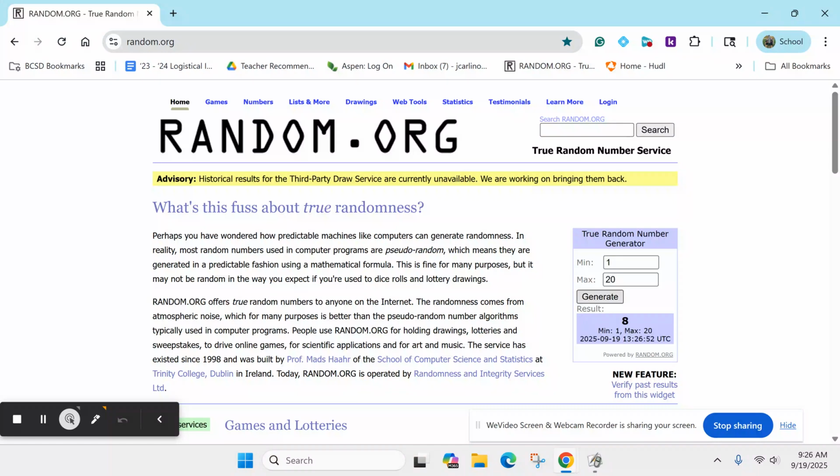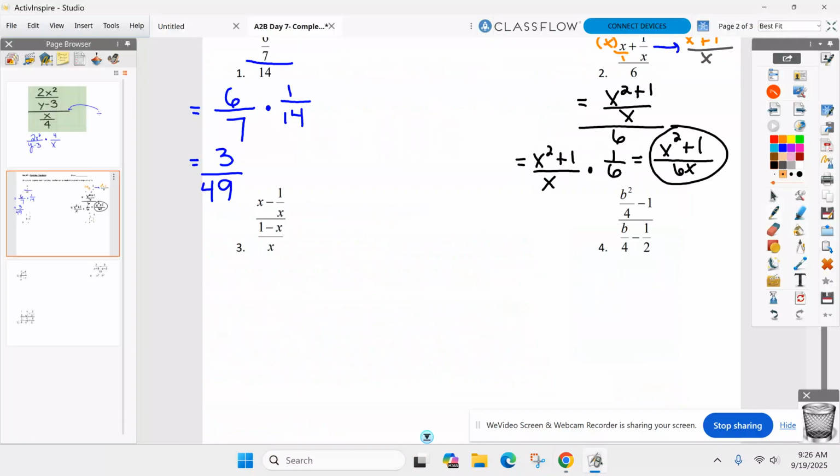Look at number 3. Brady, back to you. How many fractions are on top? 2. I need 1, though. So just like we did over here, make those 2 fractions into 1. Find a common denominator.